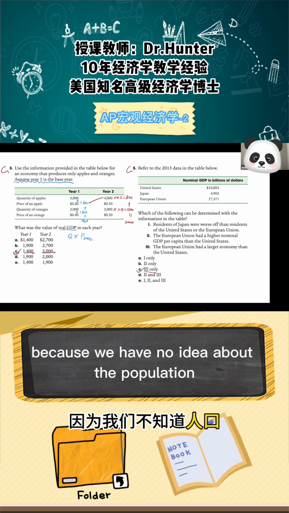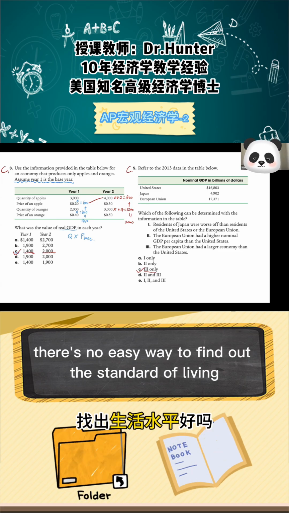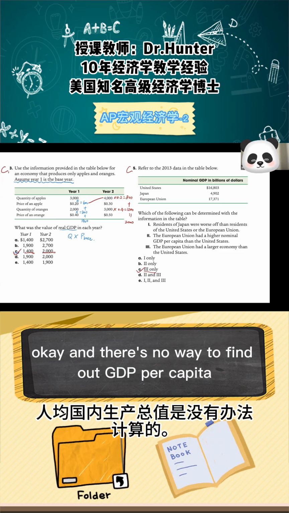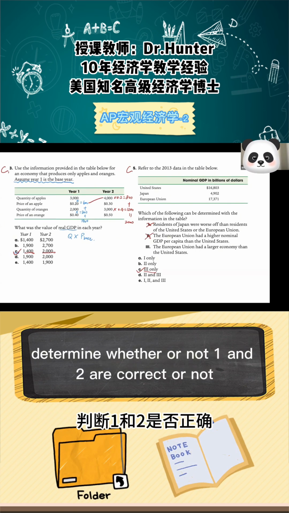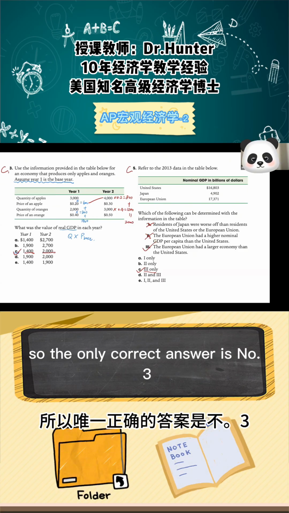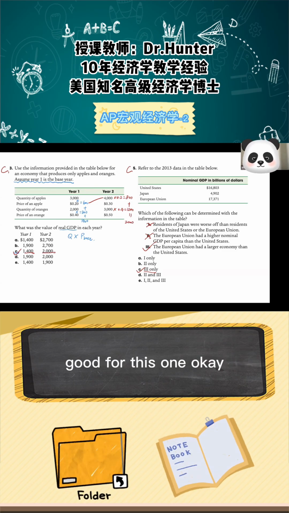Because we have no idea about the population. So there's no easy way to find out the standard of living, okay? And there's no way to find out GDP per capita. We don't know the population, so we cannot determine whether 1 and 2 are correct or not. So the only correct answer is number 3. 3 only. Correct answer is C. Leon, good for this one?